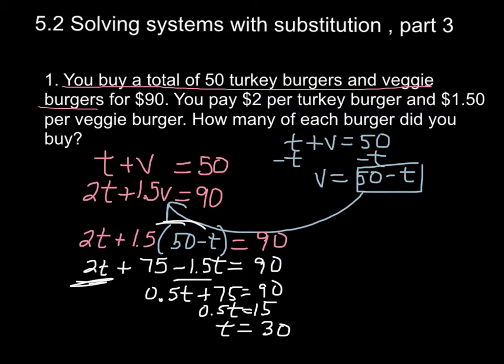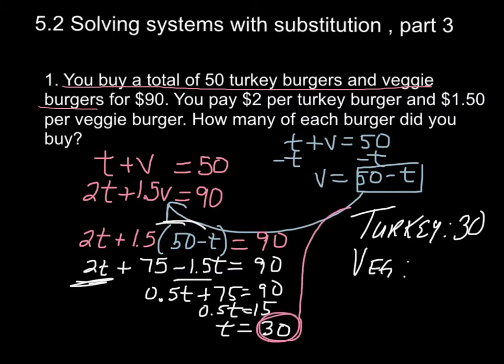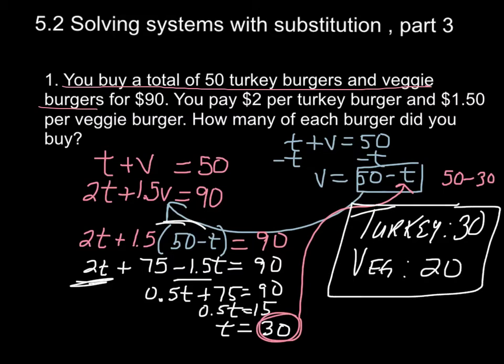So because I use T, I know what that means. The number of turkey burgers is 30. So the veggie burgers, I'm going to take my 30 right here, plug it in right here for T. That gives me 50 minus 30. That means the veggie burgers, there are 20. So I have 30 turkey burgers and 20 veggie burgers.